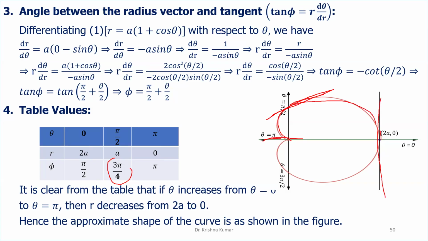So this is how we are able to do this. Now again, since this is pole 0, 0, and this is point 2a, 0, and we know that if there are two points, then definitely there should be a closed loop between them. So now we are getting the first part of the curve. And since the curve is symmetric about the initial line, we get the same type of curve also below the initial line. Hence, this is the approximate shape of the given curve. Thank you.